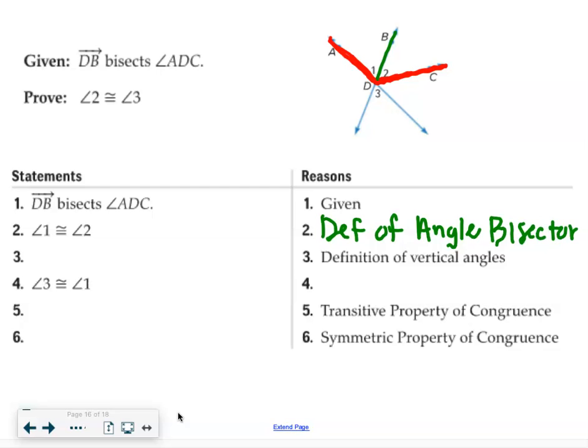Now next they're saying definition of vertical angles. What are my only vertical angles here? 1 and 3. So this one's kind of weird. You're going to write angle 1 and angle 3 are vertical angles. It's kind of a redundant step. And then you just reflex.